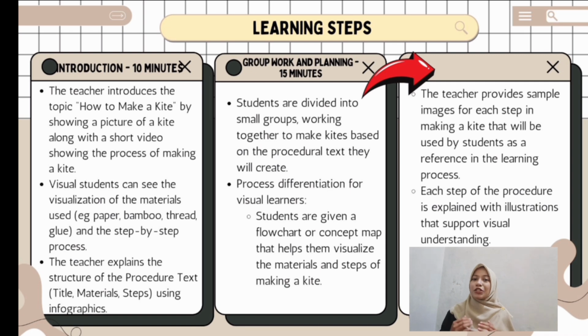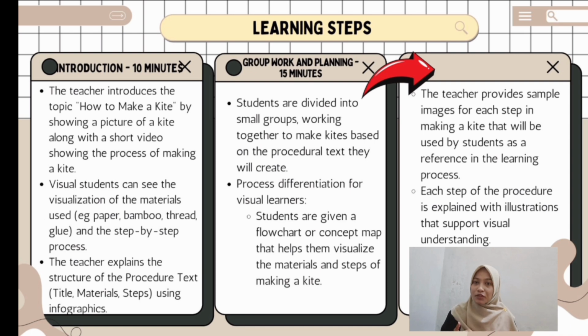The second process is group work and planning, more or less 15 minutes. So students are divided into small groups. Each group will work together to make a kite based on the procedural text they will create. So the process differentiation for visual learners: the first one, visual learners are given flowcharts or concept maps that help them visualize the materials and steps of making a kite.